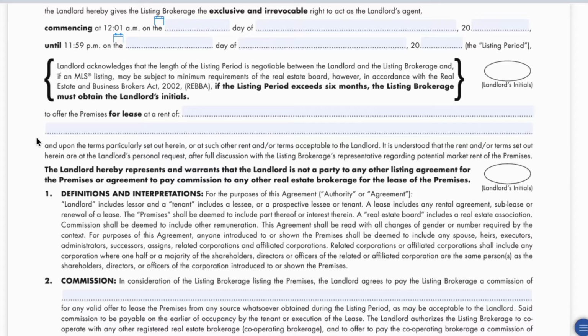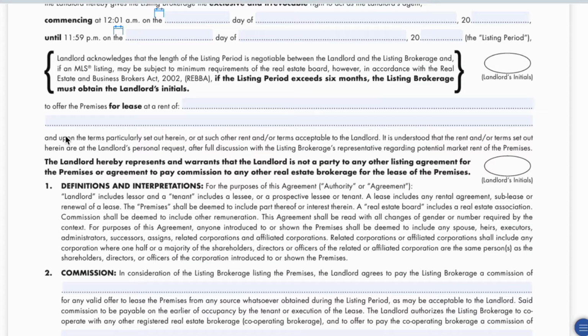To offer the premises for lease at the rent of, and that would be either a monthly rent or a per square foot per annum rent. Okay. And just use this as an example, retail commercial space, say on Dundas Street, is leasing for $20 per square foot net plus TMI, which is taxes, maintenance, and insurance. Okay, perfect.